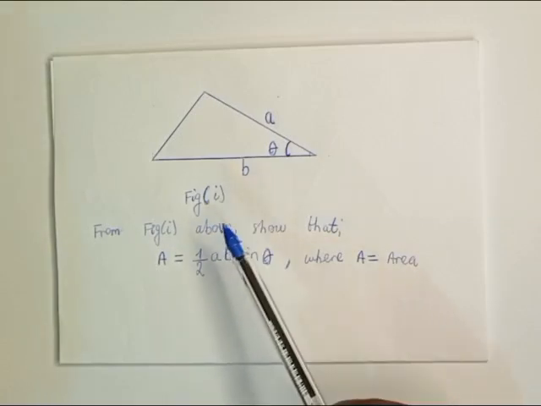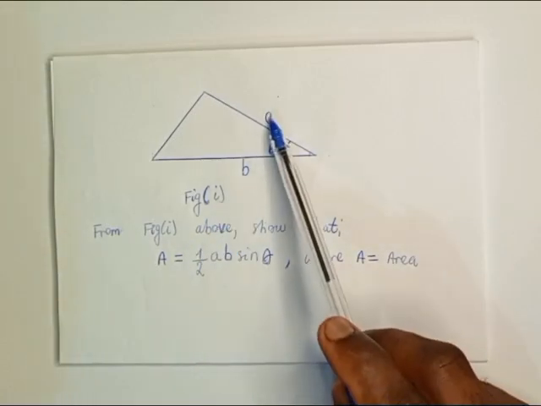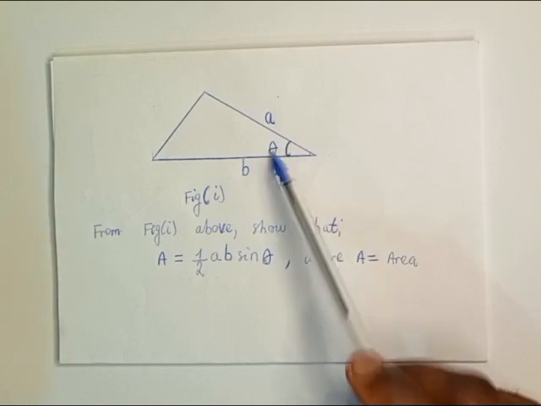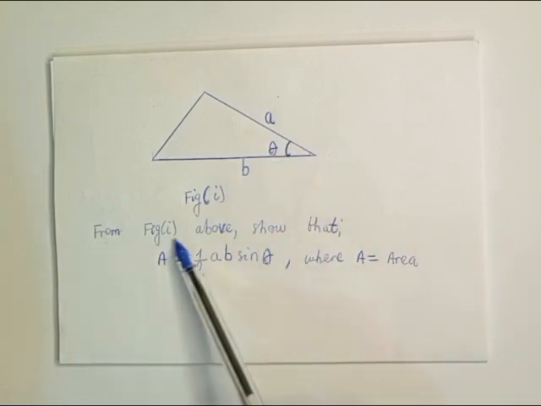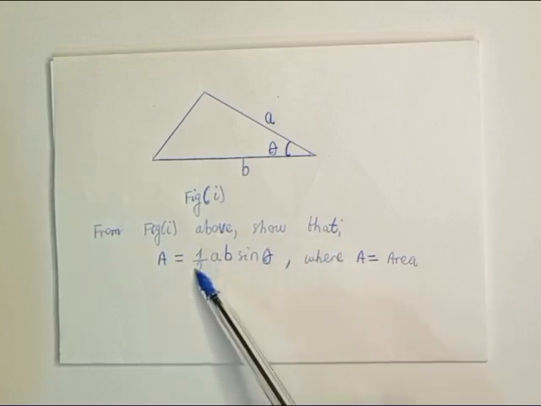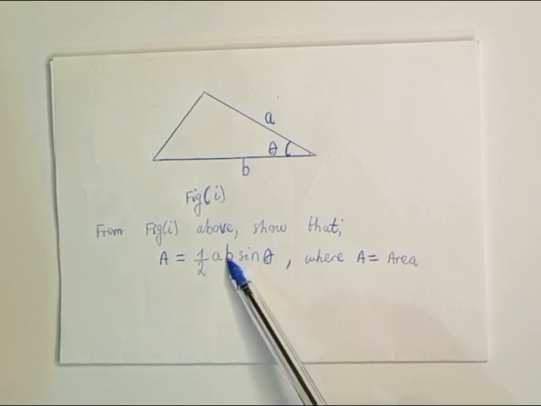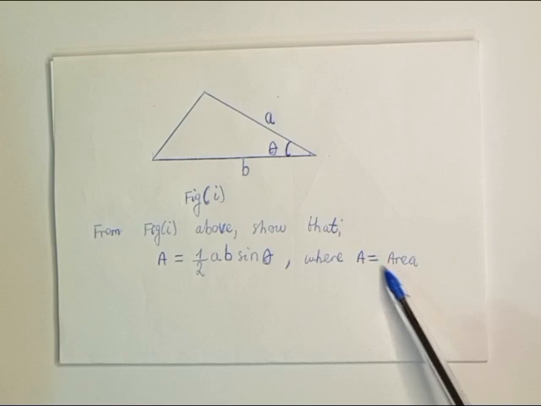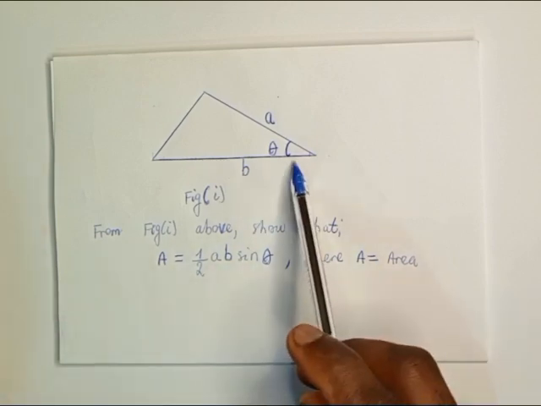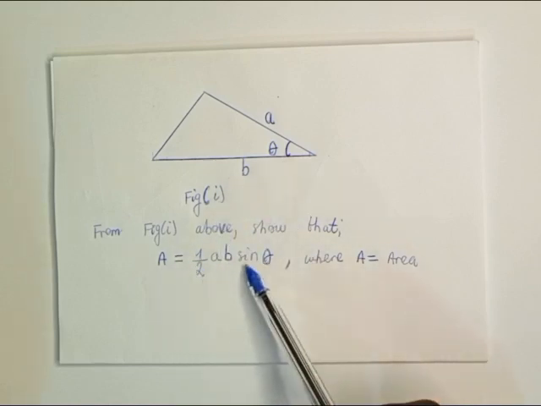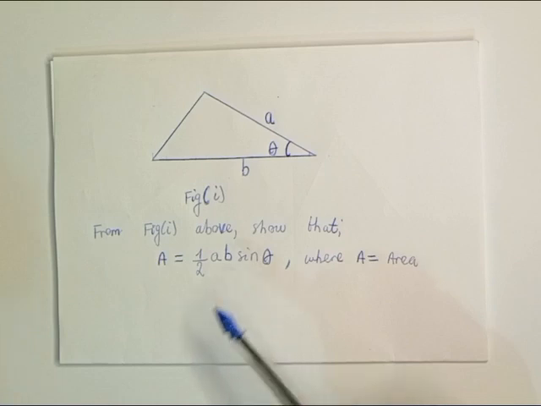Figure I is a triangle with two sides given and the angle between the two sides given as theta. From figure I above, show that A is equal to a half AB sine theta, where A is equal to area. That means the area of this triangle in figure I is a half AB sine theta. We have to show this.